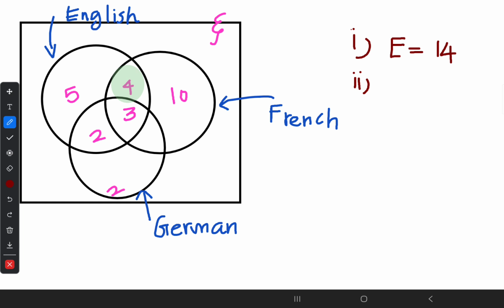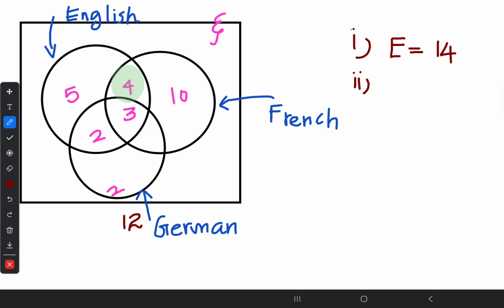And the second one: if 12 people in total can speak German, how many can speak French and German only? 12 people can speak German. That means the total value for the German circle is 12. I will write that here. So that means this is the entire circle. One region was left blank, so you have to identify the number which belongs to this empty space.